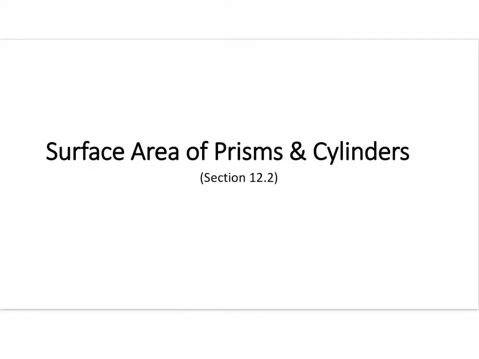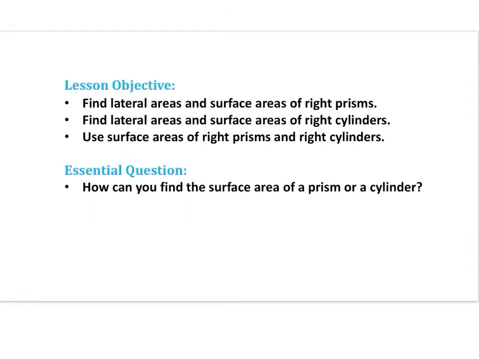All right, let's get started with surface area of prisms and cylinders, section 12.2. Our lesson objectives: find the lateral areas and surface areas of right prisms and right cylinders, and use these areas of right prisms and right cylinders. Our essential question: how can you find the surface area of a prism or a cylinder?